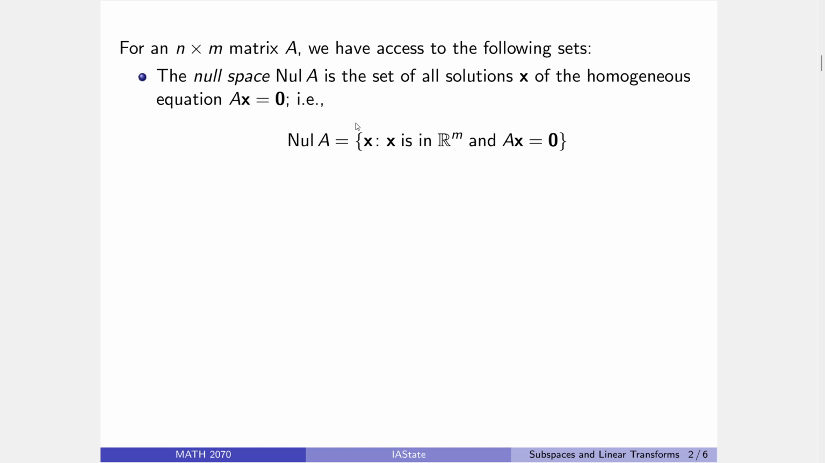All right. So, in the precise set builder notation, null of A is a collection of x, so that x is hanging out in Rm, and A times x is equal to 0.